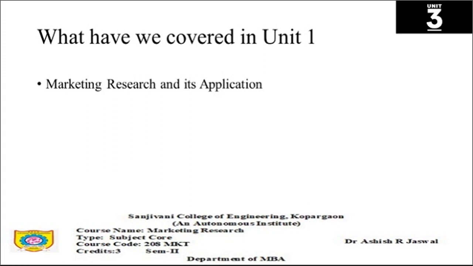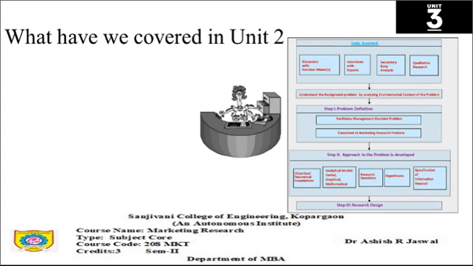Subsequently, we moved to unit number 2, wherein we tried to analyze deeper insights of the marketing research process, where we also tried to look into the first step of marketing research, which is problem identification. We tried to analyze what are the tasks involved. We tried to look from a problem context of environment. We moved to problem definition, tried to analyze what is the difference between management decision problem and marketing research problem.